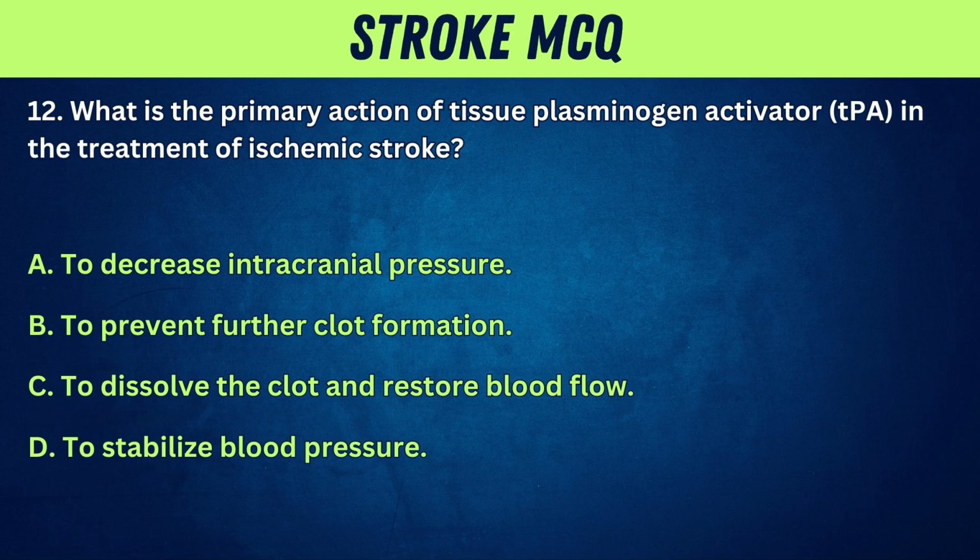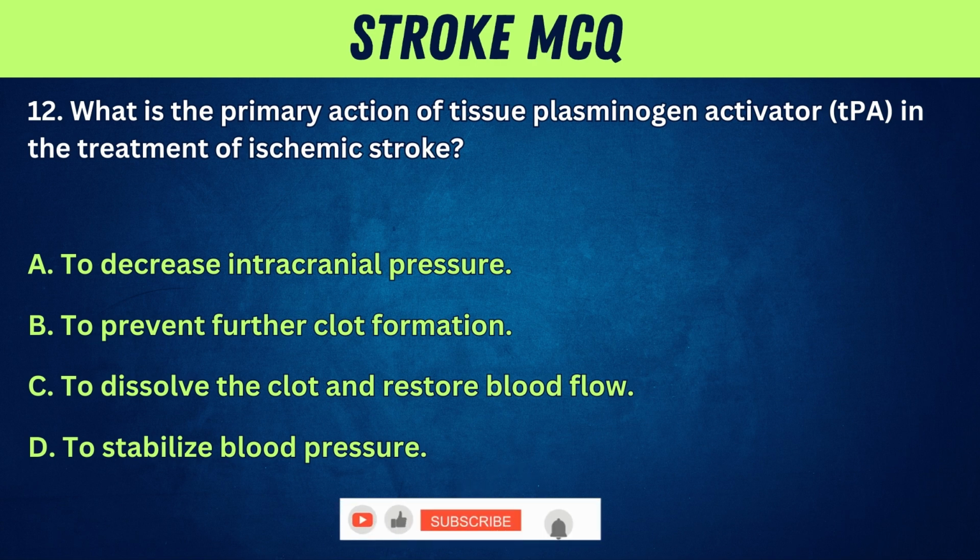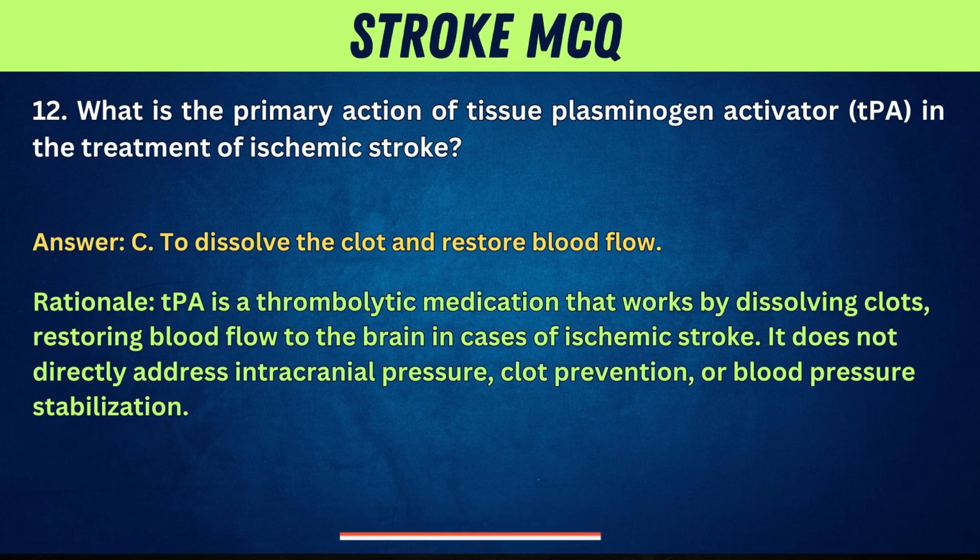12. What is the primary action of tissue plasminogen activator, TPA, in the treatment of ischemic stroke? A. To decrease intracranial pressure. B. To prevent further clot formation. C. To dissolve the clot and restore blood flow. D. To stabilize blood pressure. Answer: C. To dissolve the clot and restore blood flow. Rationale: TPA is a thrombolytic medication that works by dissolving clots, restoring blood flow to the brain in cases of ischemic stroke. It does not directly address intracranial pressure, clot prevention, or blood pressure stabilization.